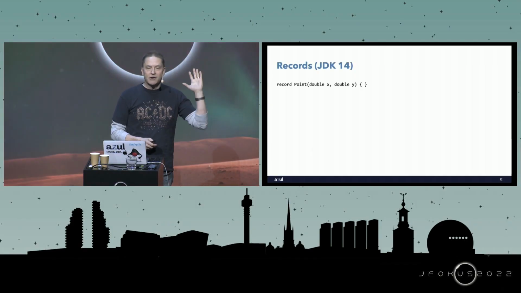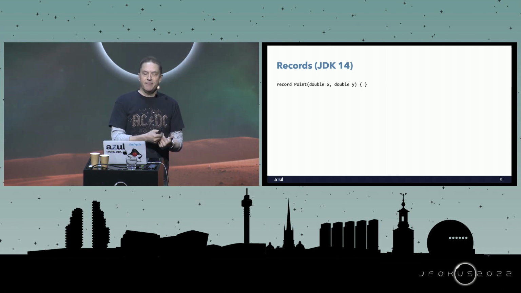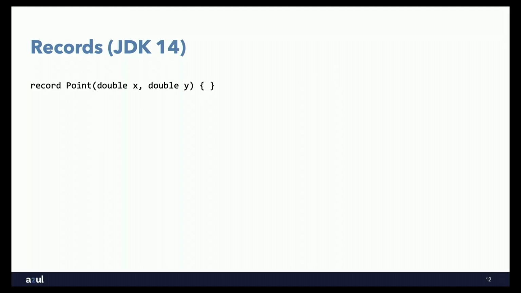Great. Now what we can do is we can simply say record Point, specify that the values we want to store in there are double x and double y, and that's all we have to do. The compiler will fill in all of the details for us, eliminate all of that boilerplate code that we had on the previous slide. 14 lines of code becomes 1 line of code. Excellent.